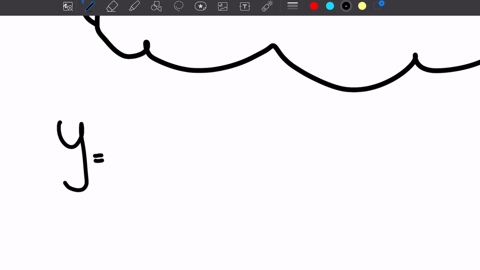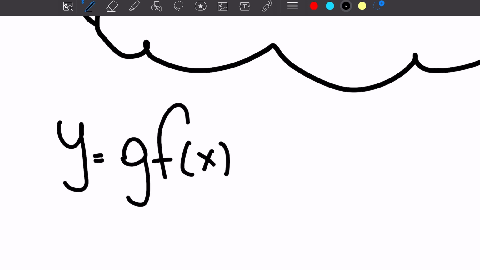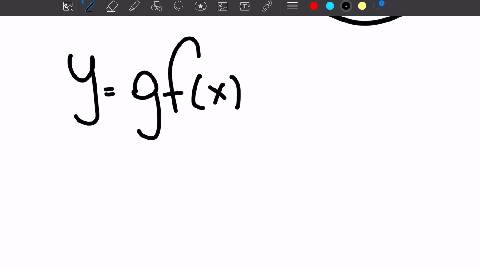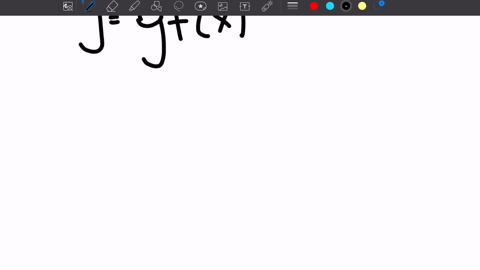So, the chain rule is actually used for composite functions. If we have y is equal to g of f of x, this is g f of x, not g times f of x, g f of x, this is a composite function. So how could we find the derivative of g f of x?